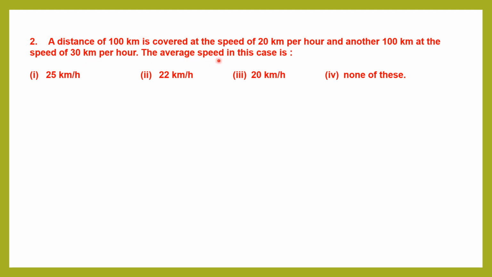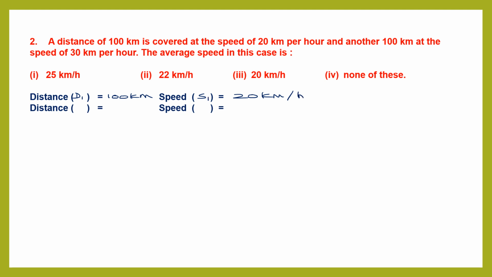Now we have to find the average speed. So first let's begin by writing distance 1. We'll write this as distance 1 because there are two distances given, isn't it? So here this is 100 kilometers. Similarly, speed 1, and speed 1 is 20 kilometers per hour. Then we also have distance 2.